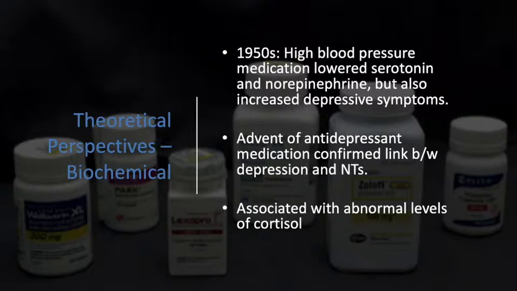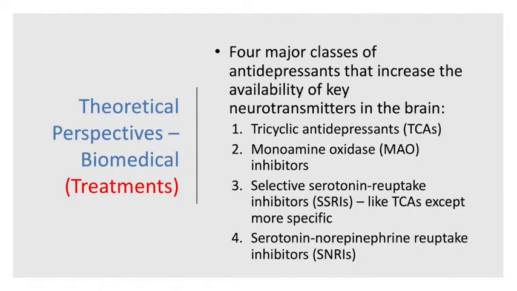Okay. We also know from other research that there have been abnormally high levels of cortisol in the bodies and the saliva of people who experience unipolar depression. Again, if you remember, cortisol is a stress hormone. Again, all of these are bits of evidence to suggest that there's some kind of a biochemical connection between neurotransmitters, these different chemicals in the body, and depressive symptoms.